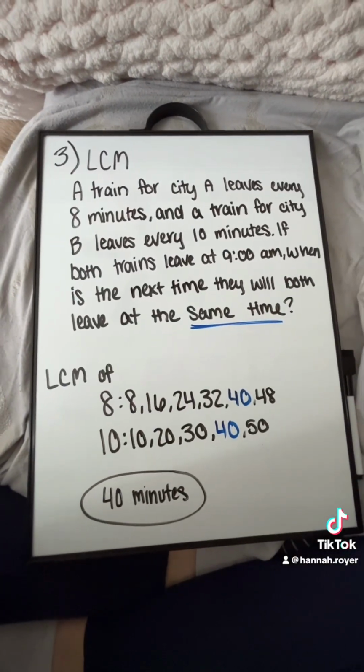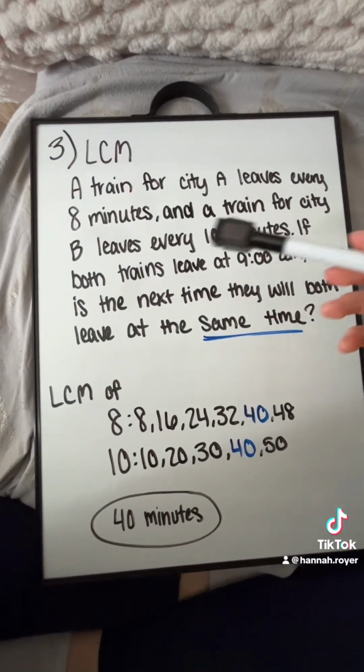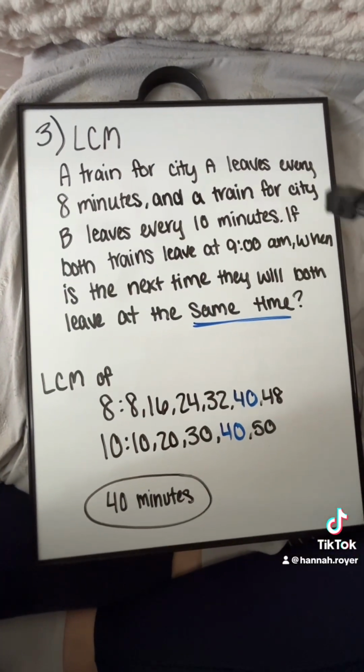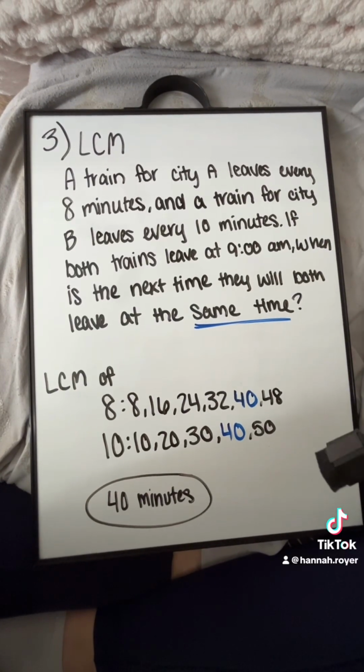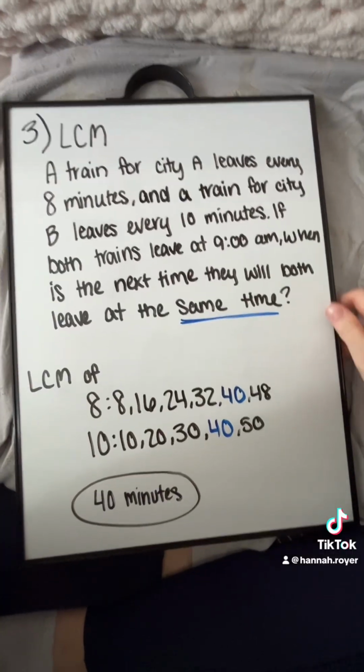For the next word problem for number 3, I chose: a train for city A leaves every 8 minutes and a train for city B leaves every 10 minutes. If both trains leave at 9 a.m., when is the next time they will both leave at the same time?